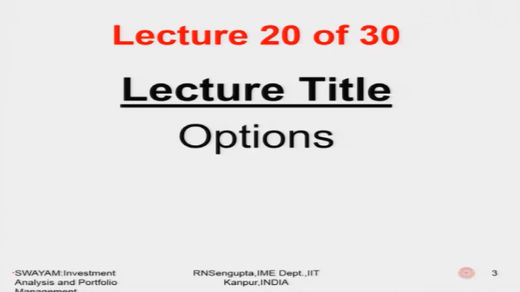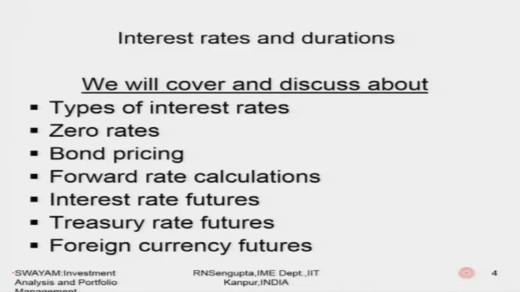So, this is the investment analysis and portfolio management on the Swayam lecture series. Again, we will continue with the options, so the lecture title remains the same. We will consider different types of interest rate. What we will cover is the types of interest rates, what are zero interest rates, how bond pricing is found, and what is the forward rate calculation, because the forward rate calculation would be utilized time and again to find out the different prices based on which we can formulate different types of derivatives.